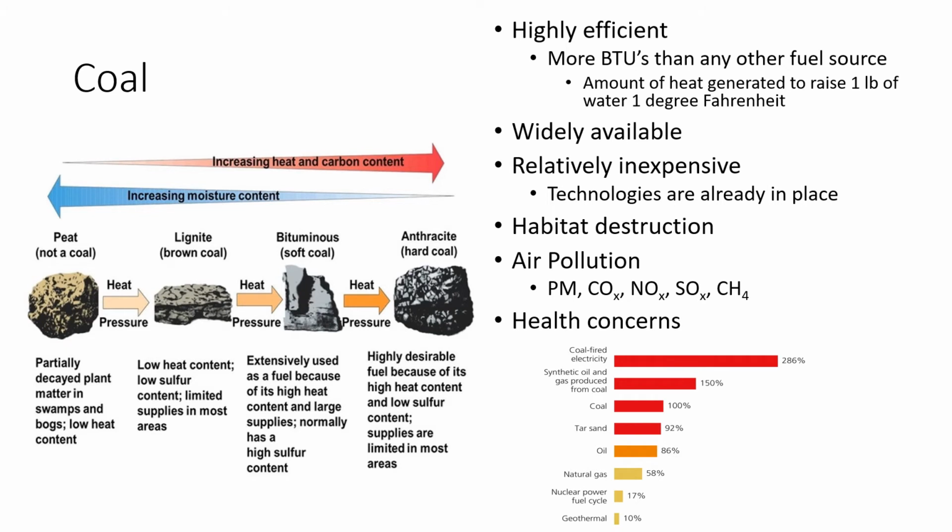All right, so coal is our next one. Coal is super dirty, very efficient. So it has more British thermal units than any other fuel source. It burns very, very hot. And what does that mean? That means that a BTU is the amount of heat generated to raise 1 pound of water 1 degree Fahrenheit. Why British thermal units? I don't know. But anyway, you can see that coal is super, super efficient. It burns really, really hot.